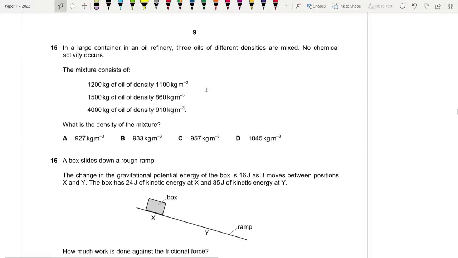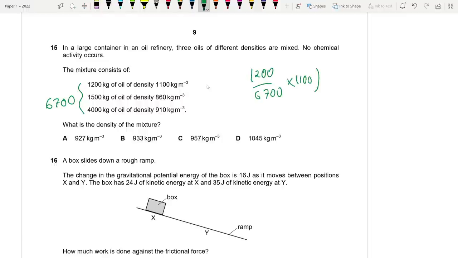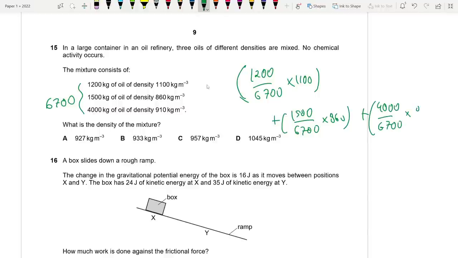15. In a large container in an oil refinery, three oils of different densities are mixed. No chemical activity occurs. The mixture consists of these. What is the density of the mixture? Okay, so this is how it's done. The total mass is 6,700. So 1,200 by 6,700 times 1,100 plus 1,500 by 6,700 times 860 plus 4,000 by 6,700 times 910. Try adding this up.